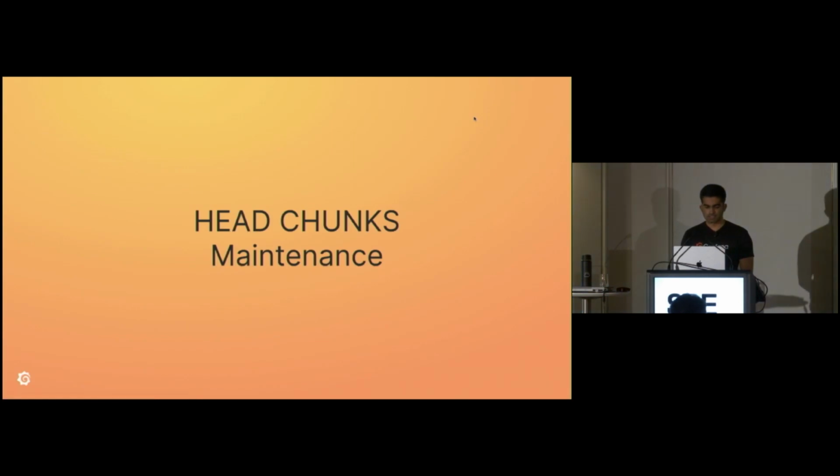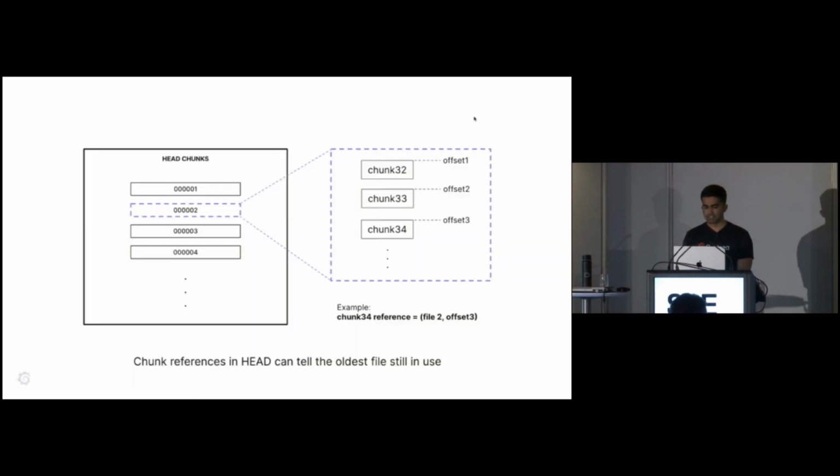Now we look at the head chunks maintenance. It is pretty simple. It is very similar to the chunk files that we saw in the block, except the headers for the chunks are a little different. The chunk reference is again the same. The file number is the first 4 bytes and then the offset. So file number and the byte offset together tell you the reference of the chunk. And the head block stores all these references that it's actively looking at right now.